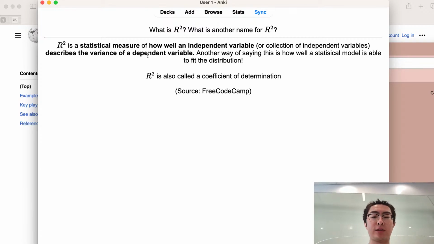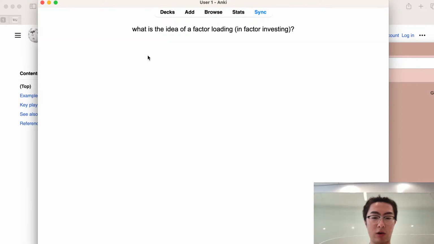Describes the variance of a dependent variable. So how much they're able to describe. The variance really is the spread between the mean. Another way of saying this is how well a statistical model is able to fit the distribution. I will put this as hard for now.